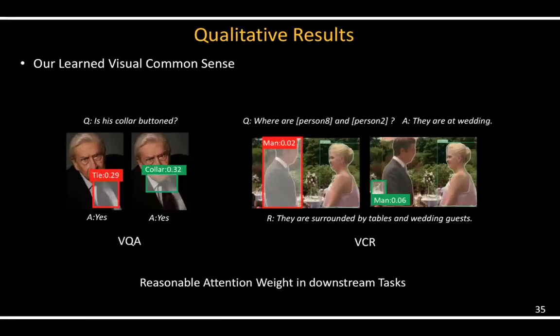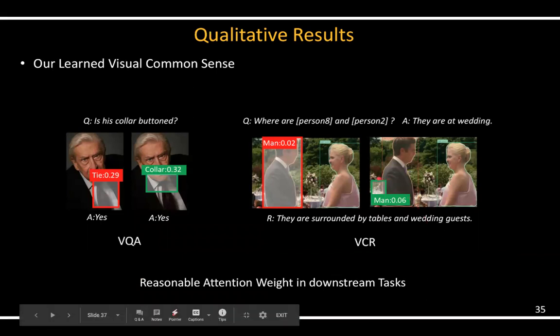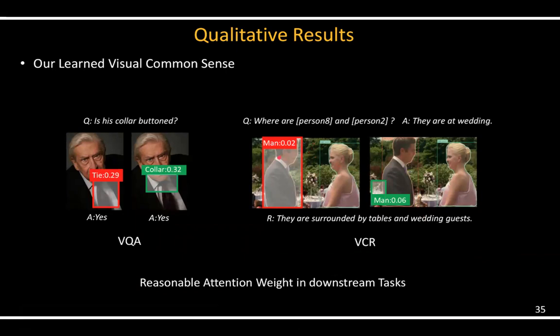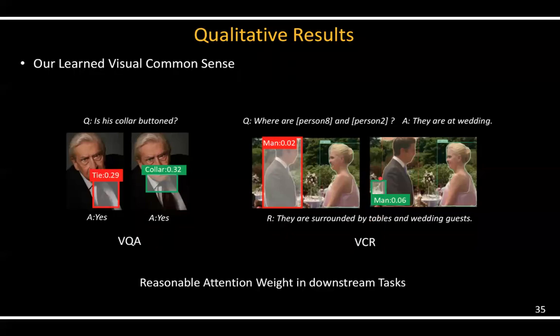Okay, and the example I already showed is that when you want to answer some visual questions, you may also focus on the context objects like the tables and wedding guests in this figure. Okay, that's all for these two papers. Are there any other questions?